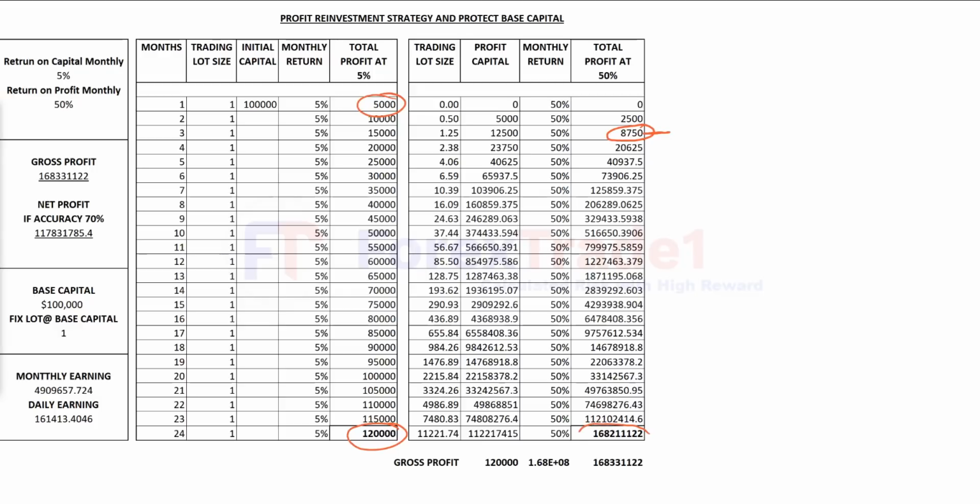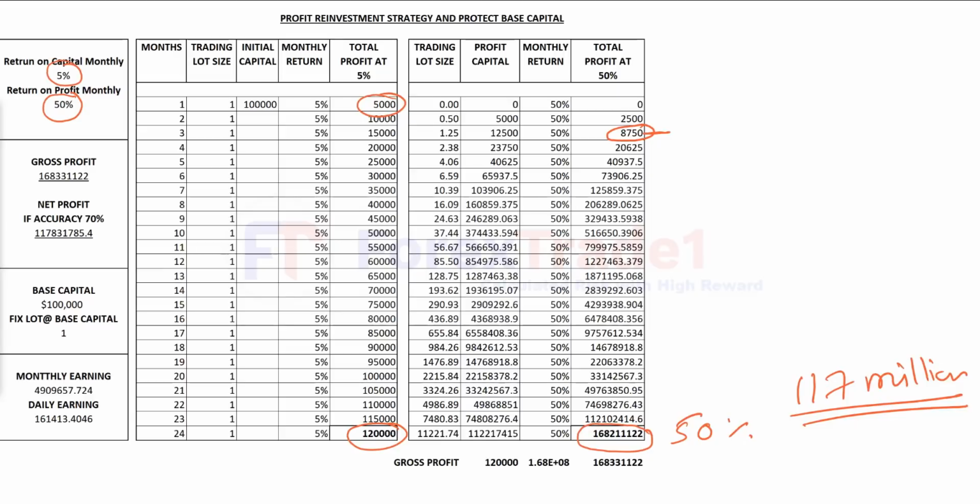But if you run your profit with the 50% return, it can make a huge $117 million profit. It's not a small gain. You can get $117 million from the forex market by trading with the higher risk on your profit. Return on your profit should be higher, but on your base capital you have to keep the 5% only, or less than 5%.